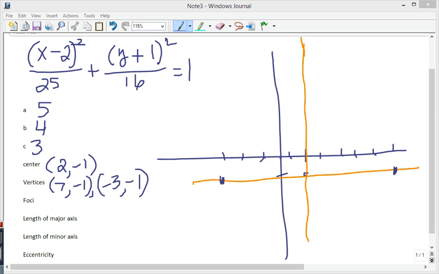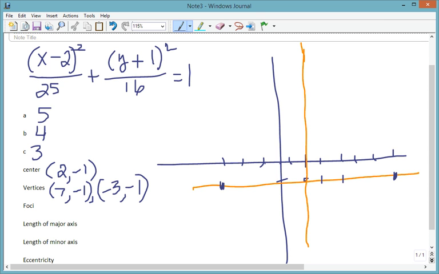And with the foci, we're going to do the same thing. From my new center, I'm going to go over 3. So now I was already over 2, add 3 more, now I'm over 5. And I'm still at -1 because that's where the major axis is. And if I go back 3, I was at 2, so it'd be 2 minus 3. That would give me -1, -1.